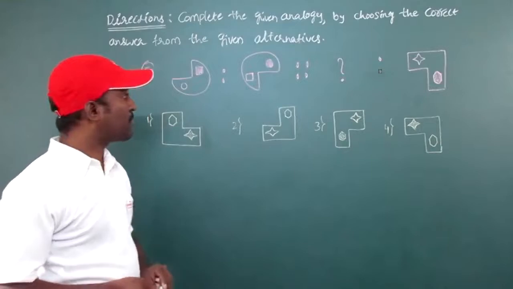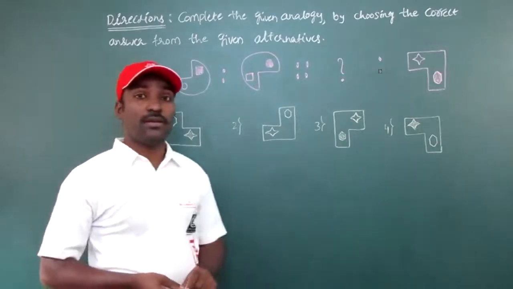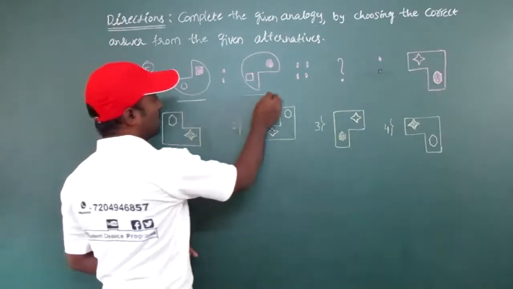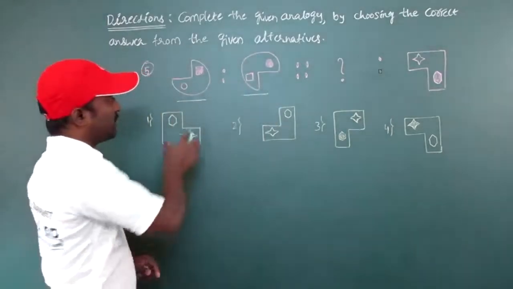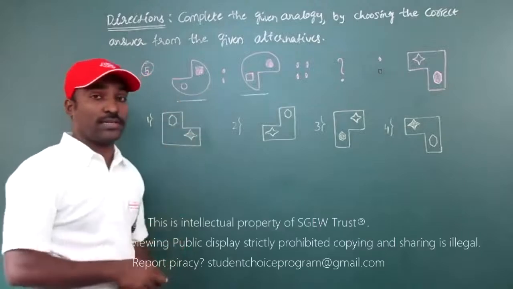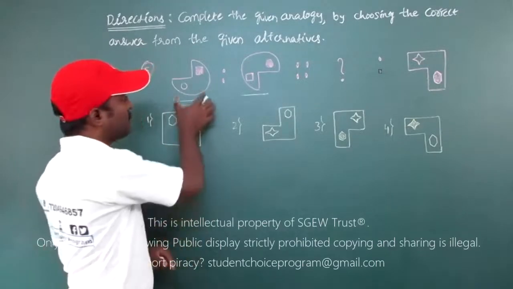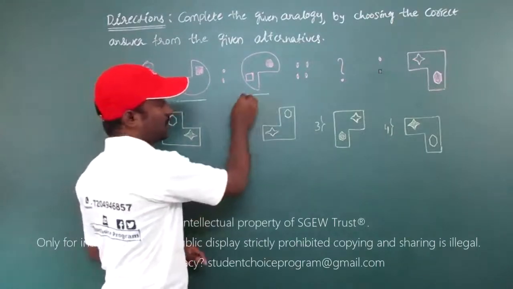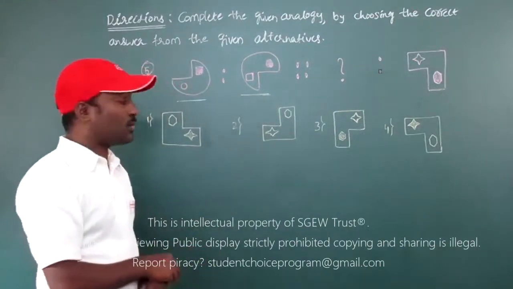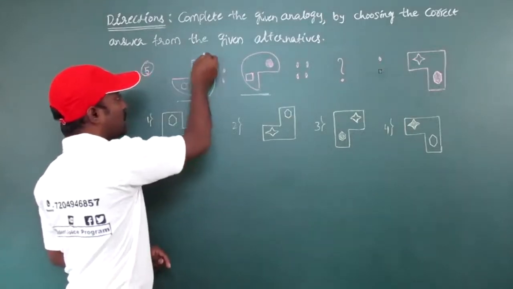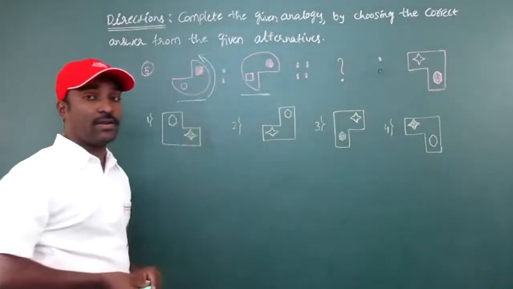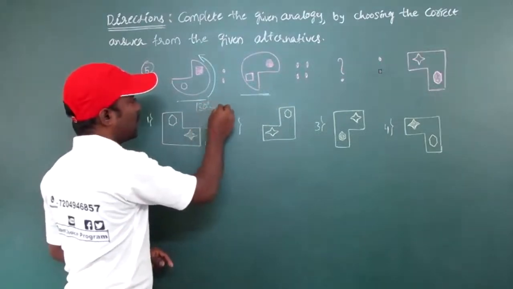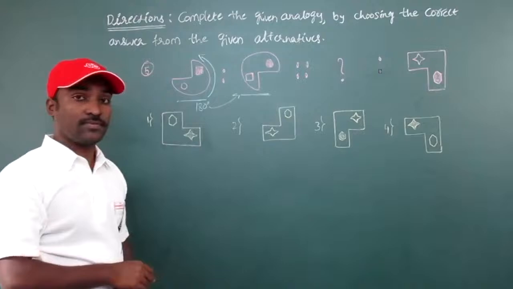Okay, now I will solve this example. Here this is the first figure and this is the second figure. This first figure is rotated by 180 degrees. If you rotate this figure by 180 degrees, you will get this. Okay, rotating this clockwise or anti-clockwise, if you rotate it by 180 degrees, you will get this figure.